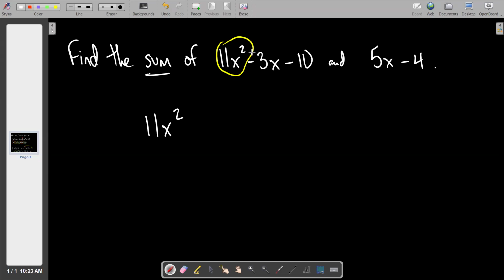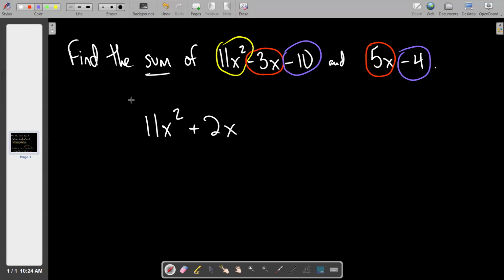Negative 3x. And add those together, and what do you get? Positive. Good. So I'm going to put plus 2x. And then who's up next? Negative. The constant terms, right? So the minus 10 and the minus 4, the negative 10, the negative 4.